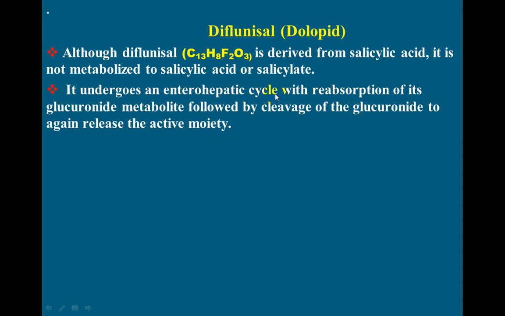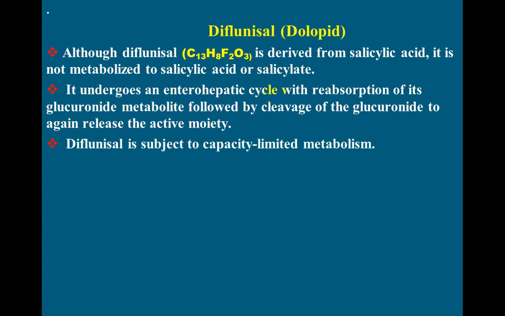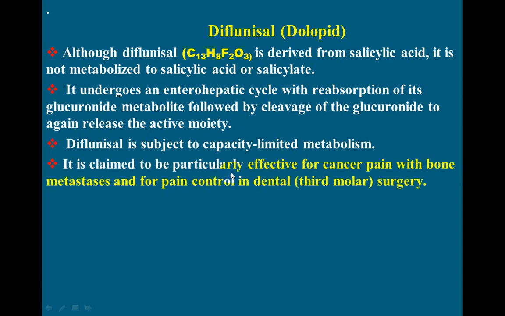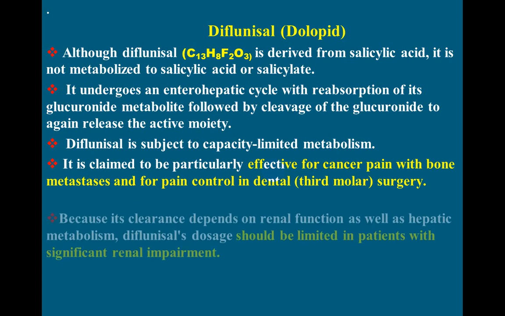And you know the enterohepatic cycle repeats itself about 8 times. Diflunisal is subjected to capacity-limited metabolism. It's claimed to be particularly effective for what? For cancer pain with bone metastasis and for pain control in dental surgery, especially the surgery of the third molar tooth.